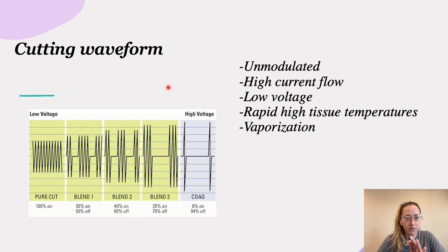So the cutting waveform is right here. You'll see it's a very high current flow. It's 100% on all the time. It's low voltage, so you can see in comparison to coag, it's a lower voltage because it's always on. And it rapidly heats, rapidly reaching high tissue temperatures. And we'll talk a little bit more about tissue effects, but it goes along with vaporization.